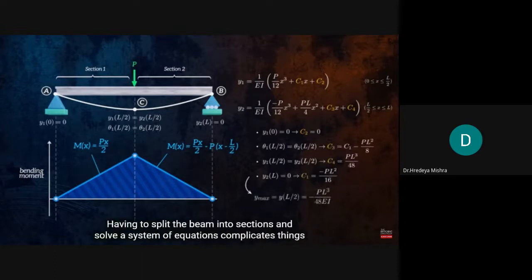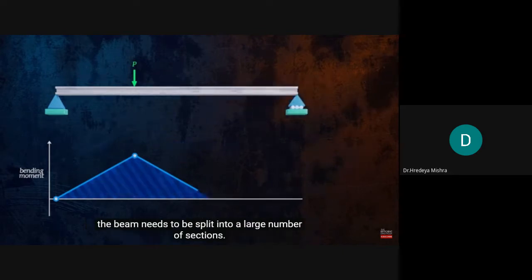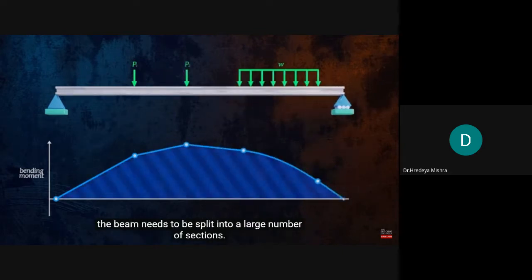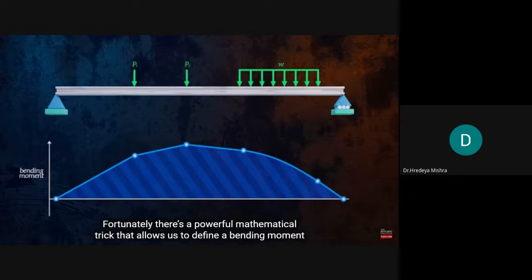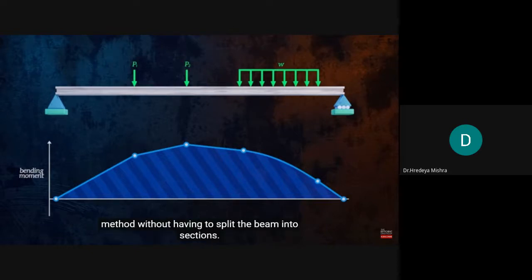Having to split the beam into sections and solve a system of equations complicates things and makes it more difficult to solve the deflections of the beam, particularly for cases where the beam needs to be split into a large number of sections. Fortunately, there's a powerful mathematical trick that allows us to define a bending moment profile like this one using a single expression, so that we can apply the double integration method without having to split the beam into sections. It uses singularity functions to make solving this type of beam much easier.